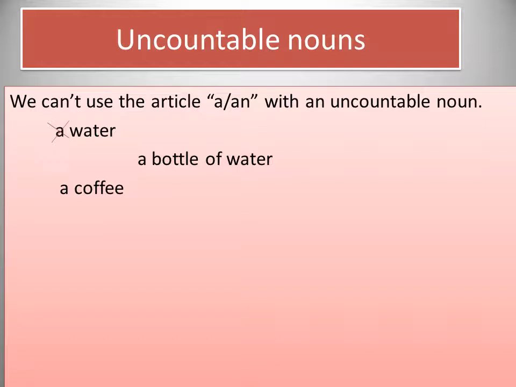We cannot say a coffee. We can say a cup of coffee. Okay? Number 3, sugar. We cannot say a sugar. We cannot use a or an before uncountable nouns, but we can say a bottle of water, a cup of water, a bag of sugar, like this. Okay?